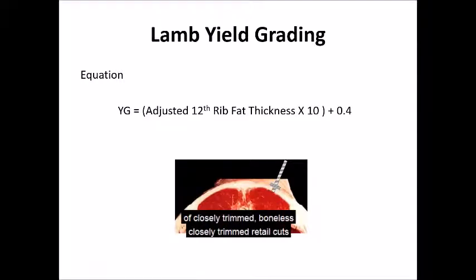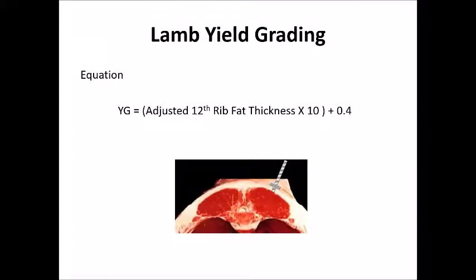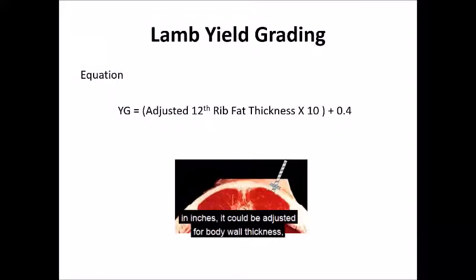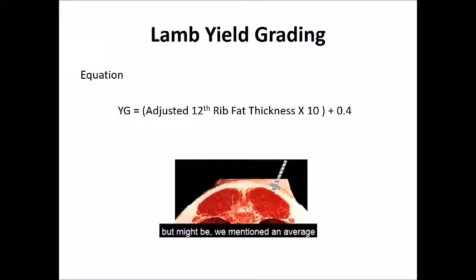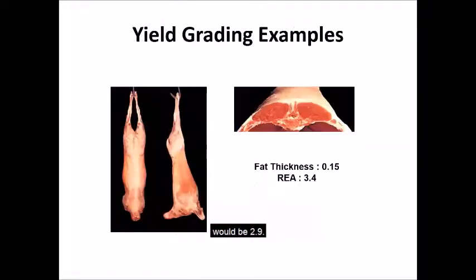Okay, so yield grading is an indicator of the percentage of closely trimmed, boneless retail cuts that come from the carcass. The equation for lamb yield grading is very simple. It takes the adjusted 12th rib fat thickness in inches, which could be adjusted for body wall thickness, but might be, as we mentioned, an average of 1/4 of an inch: 0.25 times 10 plus 0.4. So 0.25 times 10 is 2.5, plus 0.4, the yield grade would be 2.9. Let's work through a couple more examples.